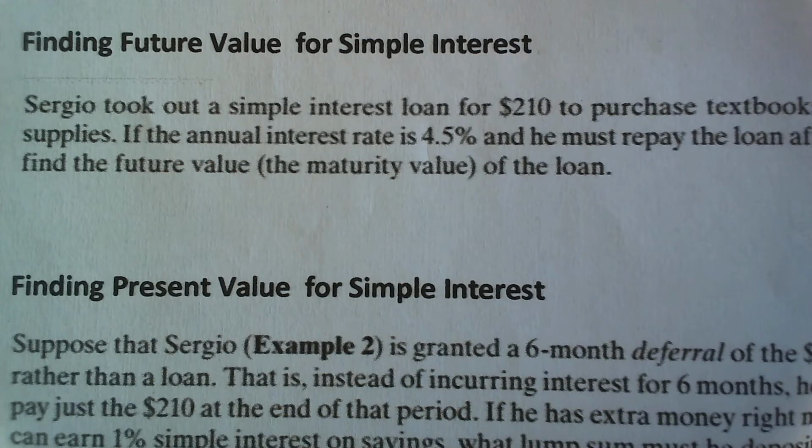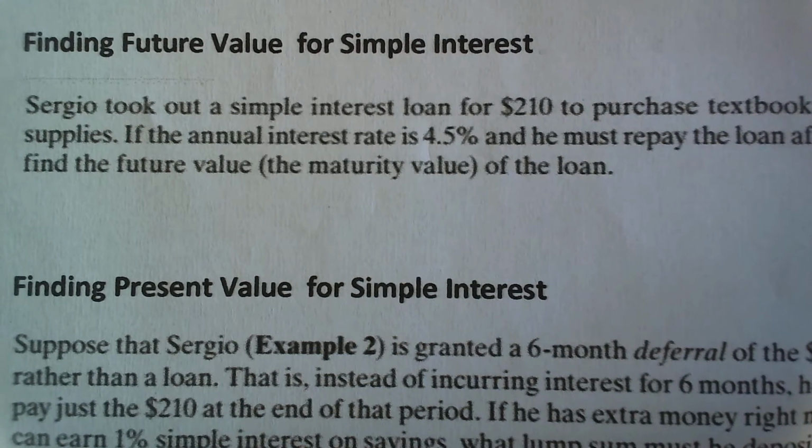So here's an example of finding a future value for a simple interest loan. Sergio took out a simple interest loan for $210 to purchase textbooks and school supplies, and if the annual interest rate is 4.5%, and he must repay the loan after 6 months, find the future value, in other words, the maturity value of the loan.